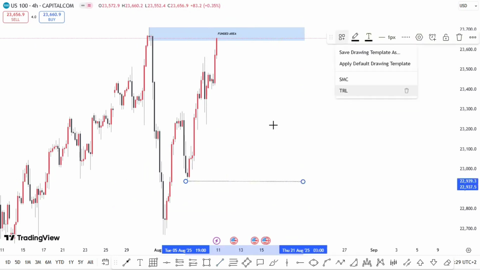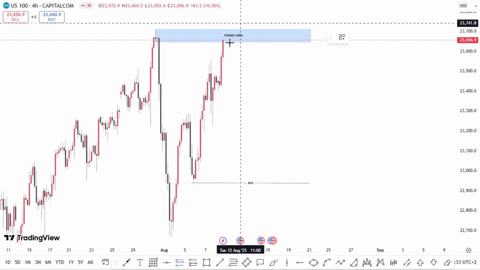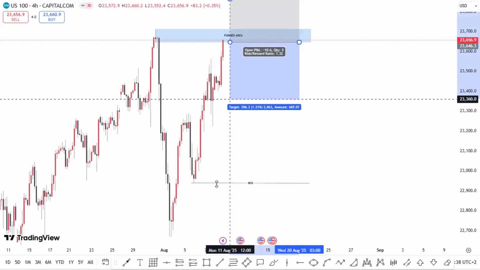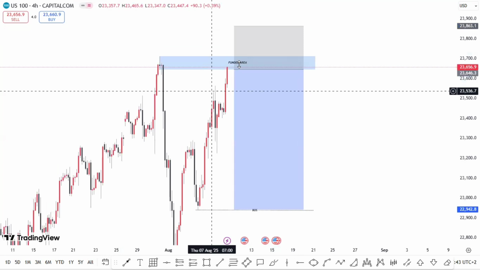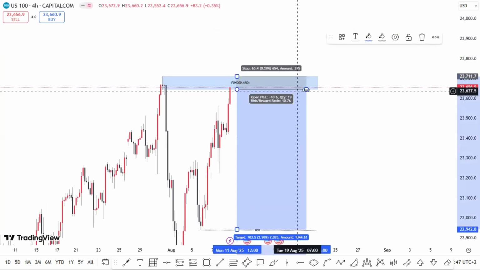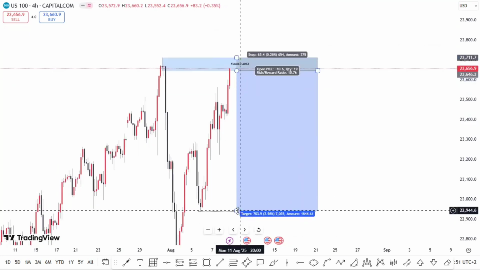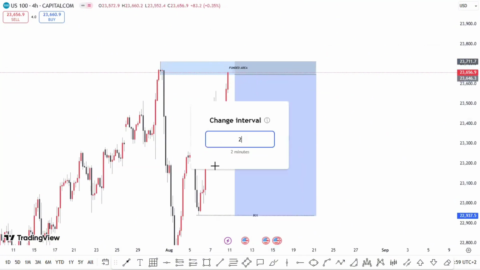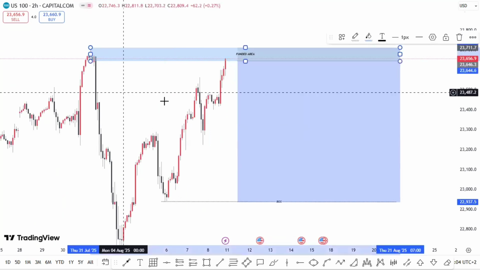Okay, so let's dive into the H2. Let me plot this here. You guys must have this in your mind: start from H4, H2, H1, 30 minutes, 15 minutes. That's where you get your sniper entries. So this is what I have for you for next week. If I have a gap that might be filled there, because we have a touch there. Let me fix this. Okay, it's fixed.